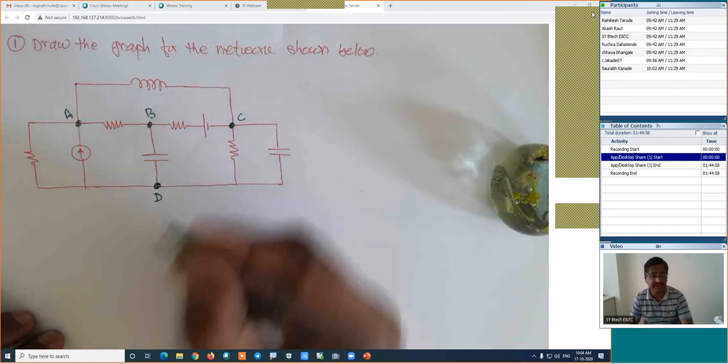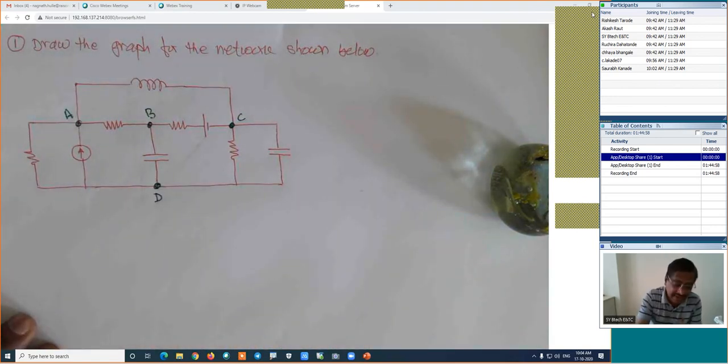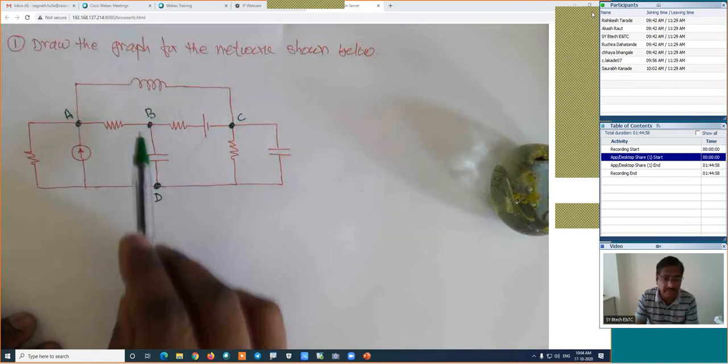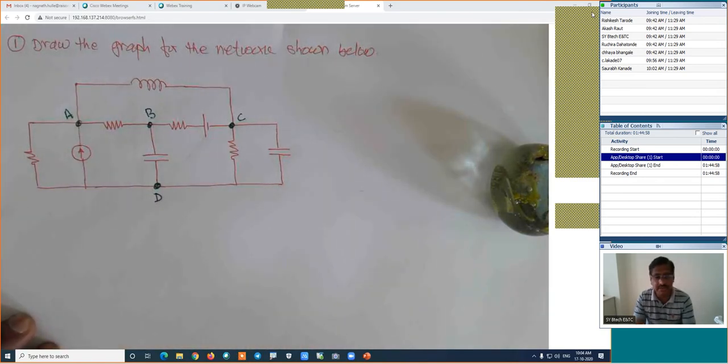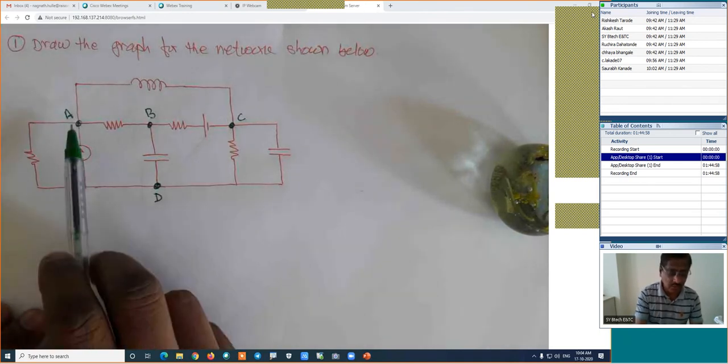Try to understand the philosophy. Here, the values of these elements are not important right now. The values are required when we go to the calculation of the tie-set matrix or cut-set matrix or the calculation of the current in the branches. In that case, we need those things. But right now, it is not required. That's why I have not drawn them. In this figure, we have 1, 2, 3, and 4 nodes.